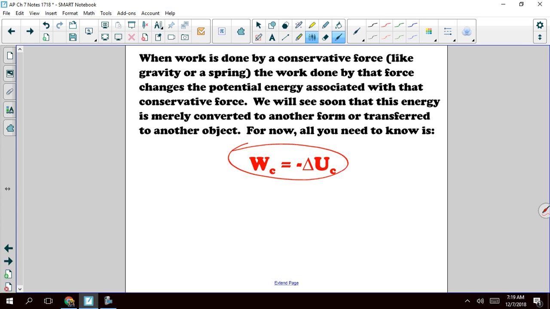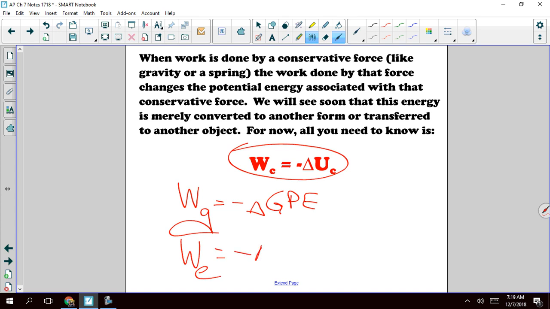So in English, it turns out that the work done by gravity is always going to be equal to the opposite of the change in gravitational potential energy. The work done by a spring or elastic thing is always going to be equal to the opposite of the change in elastic potential energy. This is huge and will actually become a very useful thing for us to know.